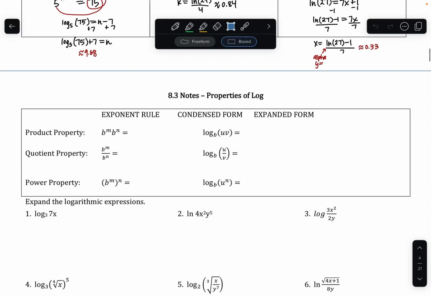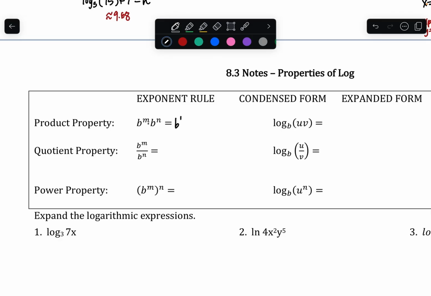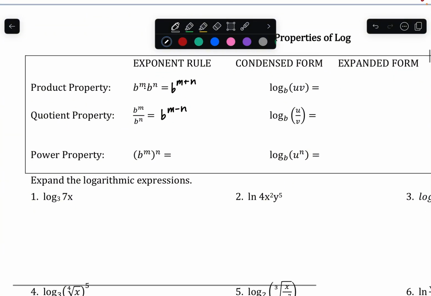All right, in this lesson, we are going to talk about properties of logs. These properties come directly from their associated properties of exponents. So, a quick recap of our exponent rules. If we are multiplying two exponential expressions with the same base, we add their exponents. If we are dividing, we subtract the bottom exponent from the top. And if we have two exponents on one base, we multiply those exponents.